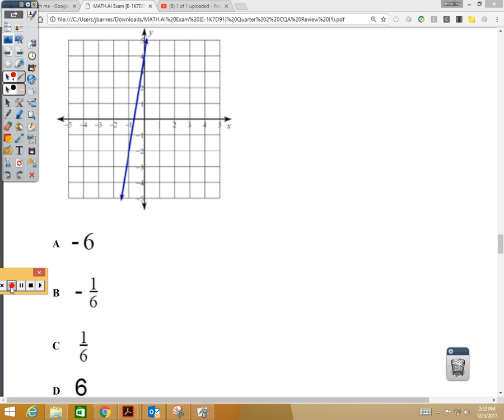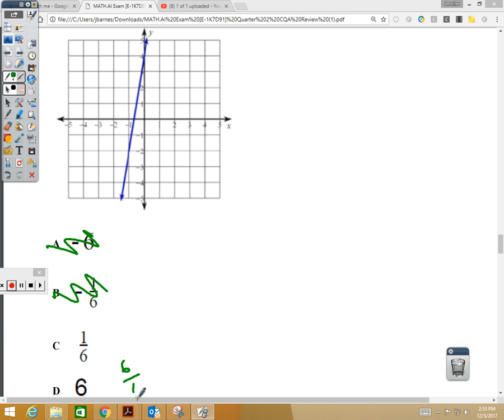It wants to know what is the slope of this line. First of all, Slope Dude would say this is puff, puff, positive. That means I can automatically eliminate A and B. So now looking at this slope, it's either going to be 1/6 or just a 6. Now, if it's just a 6, remember that's 6/1. The top number tells you how many you're going up.